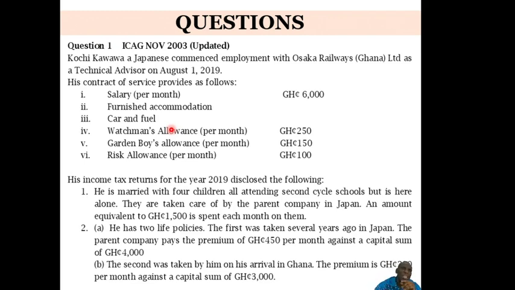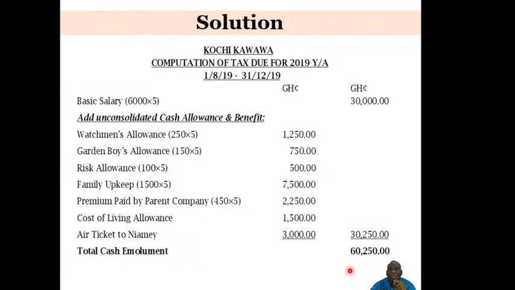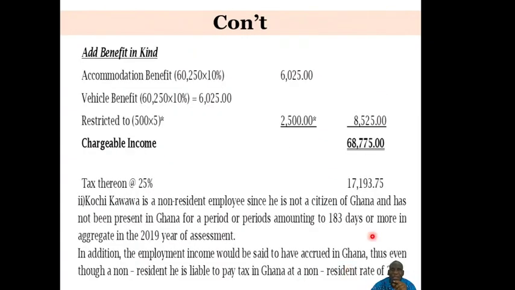Why? Because he is exercising the employment in Ghana. And the law says that for non-resident persons, once the income is accrued in or derived from Ghana, that income is supposed to be subject to tax in Ghana. That is the explanation of Kochi's resident status in relation to his income tax obligation. And that's the explanation here.